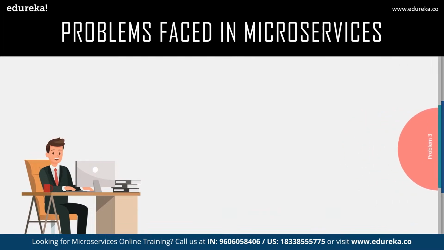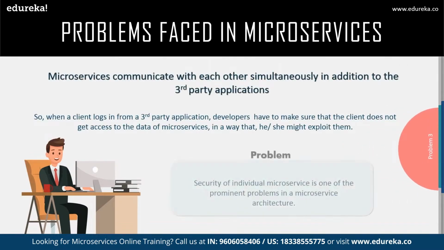So the next problem that is very prominent in this particular architecture is basically the security of each individual microservice. Now, what I mean by that is in this architecture, all the microservices communicate with each other simultaneously, in addition to the third-party applications, right? So when a client logs in from a third-party application, you have to make sure that the client does not get access to the data of microservices in a way that he or she might exploit them, right?